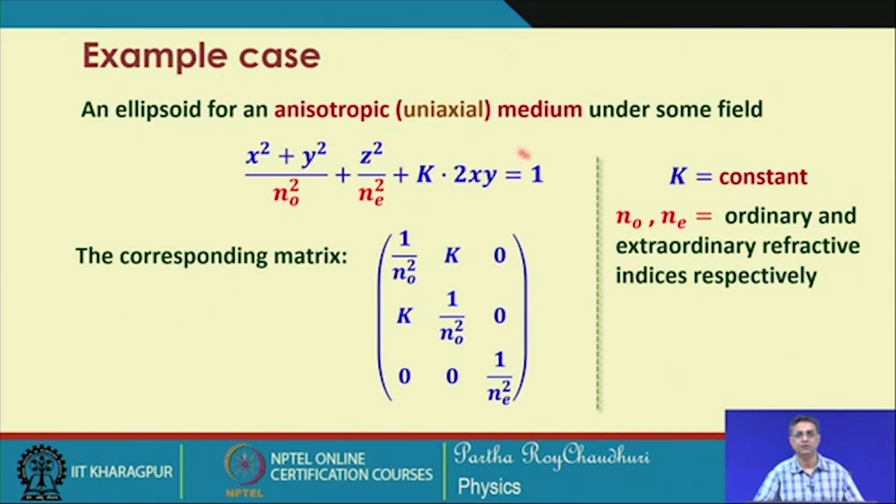Now, corresponding to this equation, we can write the ellipsoid matrix as 1 by NO square, 1 by NO square, 1 by NE square. So, these are the diagonal elements of this k matrix, and the k elements will appear in the off diagonal positions.